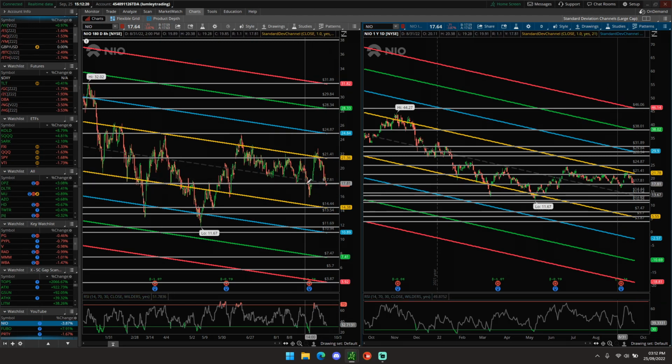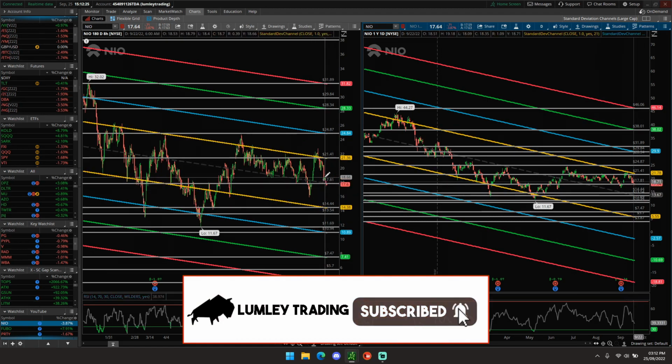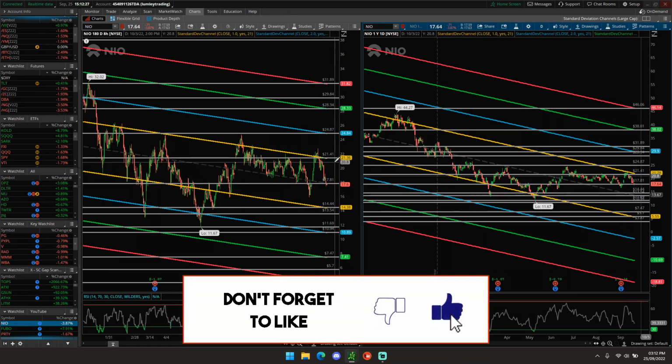So the key focus as of now is, can we hold the $17.80? If not, expect to push to $14.50. On the other hand, if we can hold it, expect to push to $21.40.